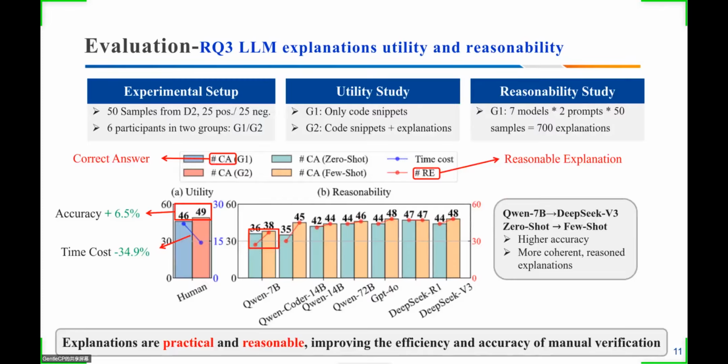To evaluate the LLM-generated explanations, we randomly select 50 samples from the D2 dataset and divide 6 participants into 2 groups. In the utility study, Group 1 received only code snippets, while Group 2 received both code and LLM explanations. In the reasonability study, Group 1 assessed the reasonability of 700 explanations. The results show that LLM-generated explanations are practical and reasonable, which can improve the manual verification efficiency and accuracy.